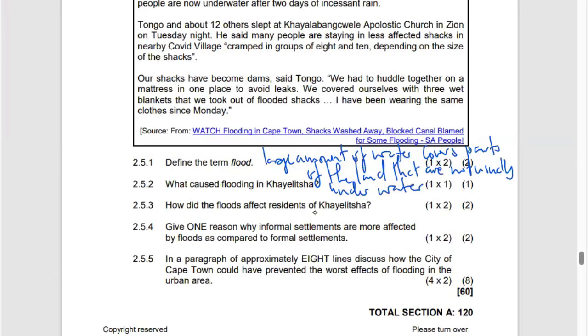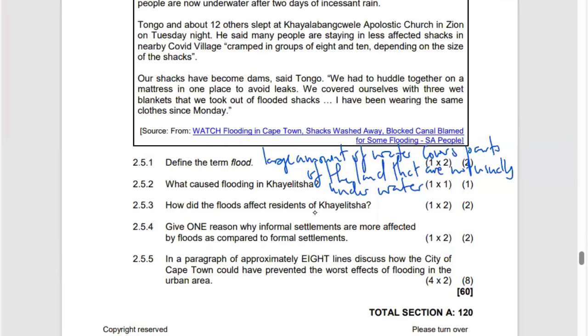So we are referring to a situation whereby we have a large amount of water getting into contact with the ground surface that is not usually drained by large amounts of water. So we are looking at a situation whereby the water bodies have exceeded their maximum carrying capacity, and the water overfloods into the adjacent land, and that is a situation of flooding.